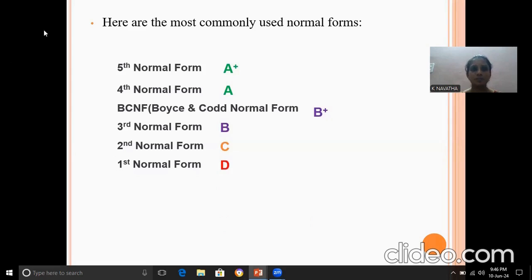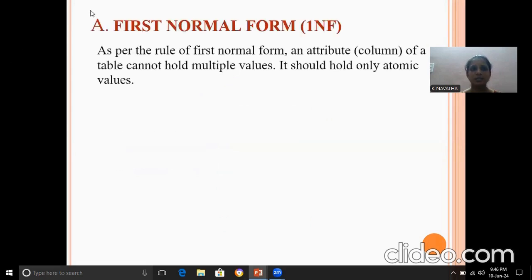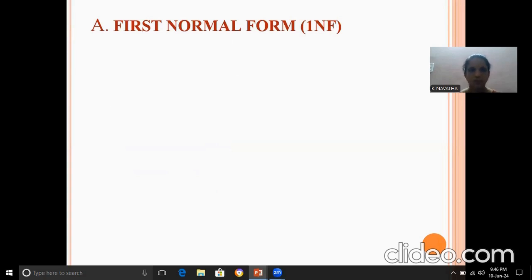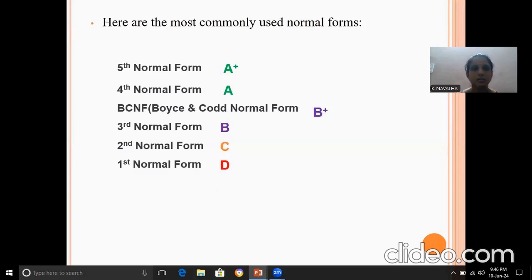So these are the grades which we have taken. Here are the most commonly used normal forms, so we can use them grade-wise. Now we are going to discuss in detail what the normal forms are: first, second, third, fourth, fifth.